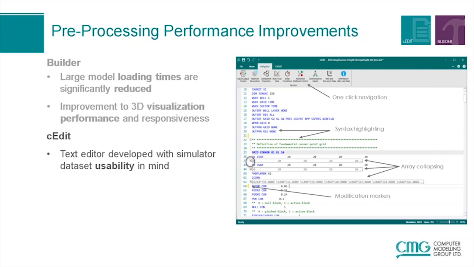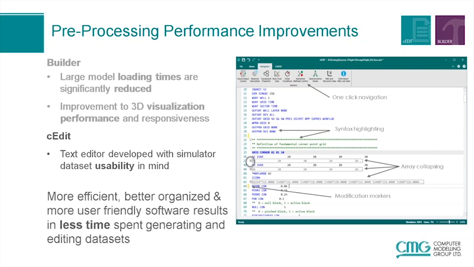So one last feature we've added are modification markers. These are the yellow bars that show up on the left-hand side of your text file, and they indicate an area where information has been added or revised since you last saved this model. So all these features combine to make it more efficient, much better organized, much more user-friendly, so that you are spending less time generating data sets and spending more time doing the actual simulation itself.